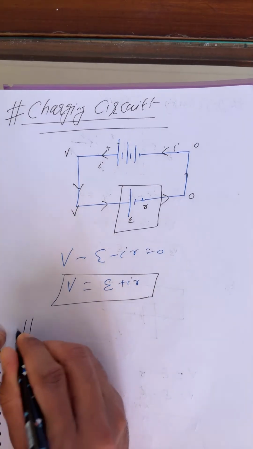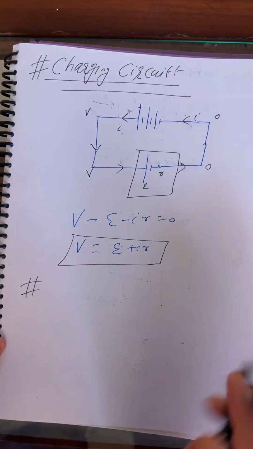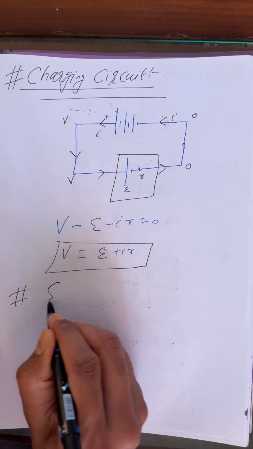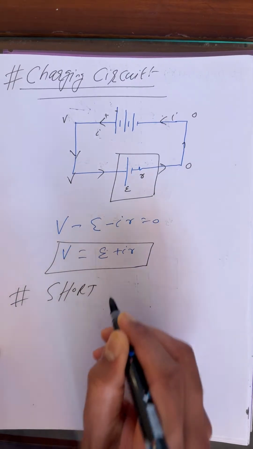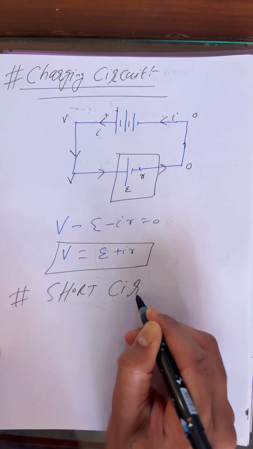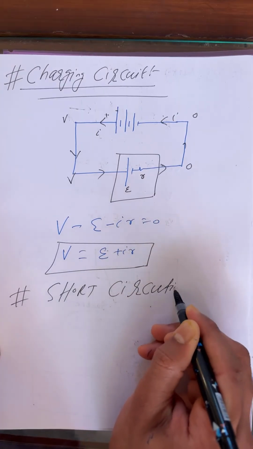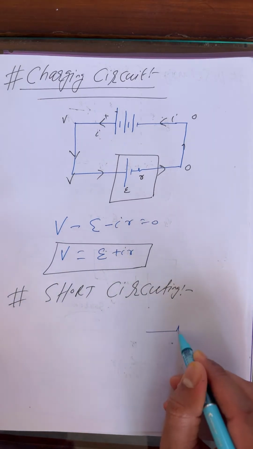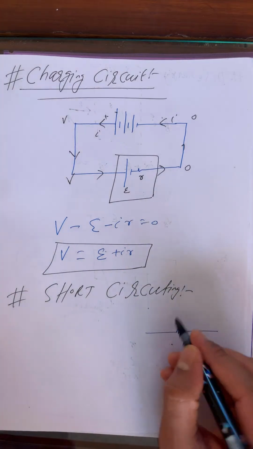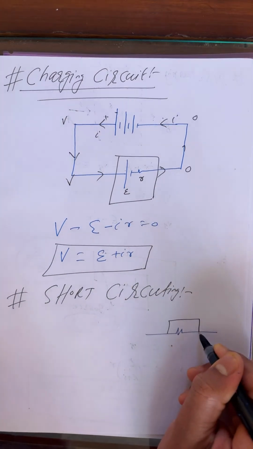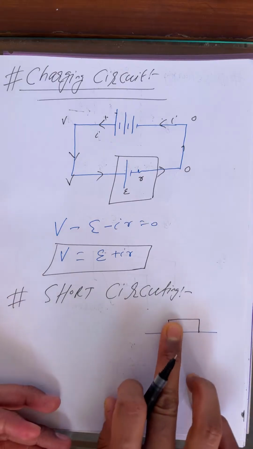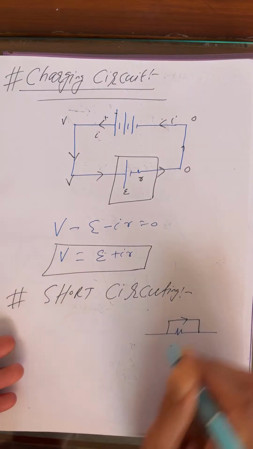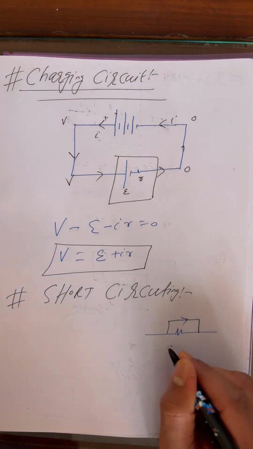Next, this is short circuiting. Students, you can say like this: this is a resistor, and across the resistor I connected a connecting wire.